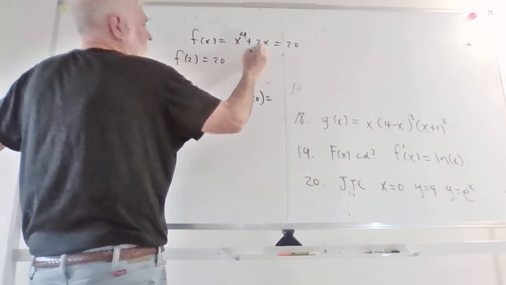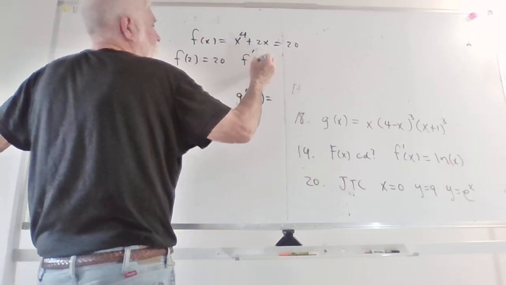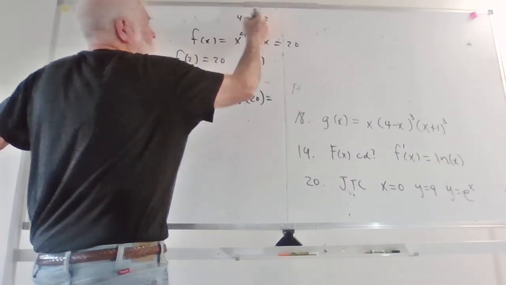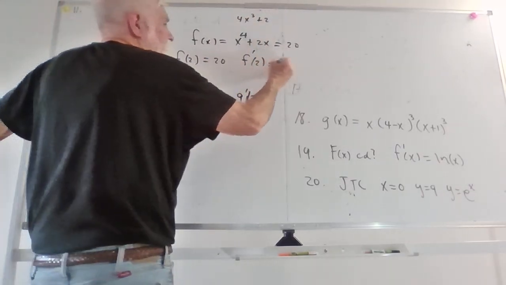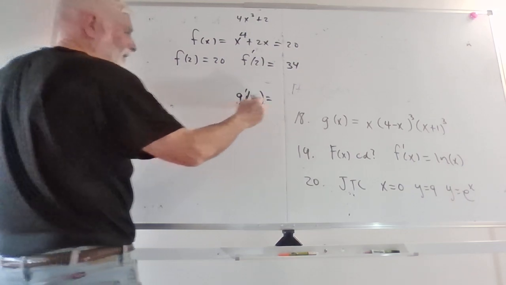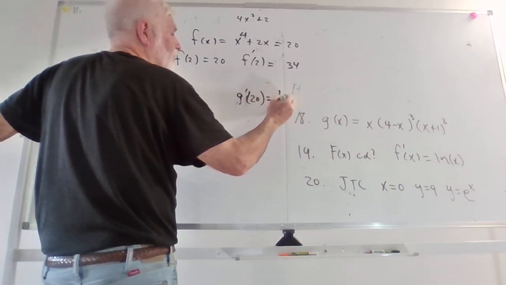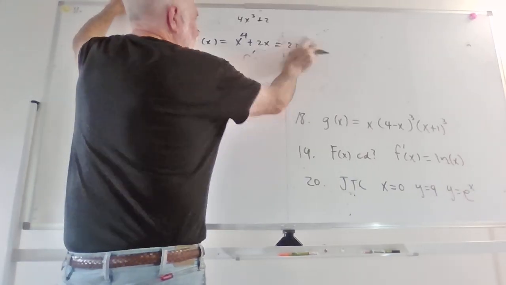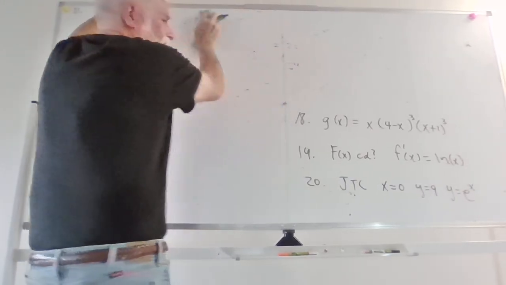And what's the derivative at f of 2? Let's find out. 4x cubed plus 2. Put a 2 in, 32 plus 2 is 34. Are you ready to tell me what g prime of 20 is? 1 over 34. Okay? A little repetition there. Made you think back to what we did at the beginning.